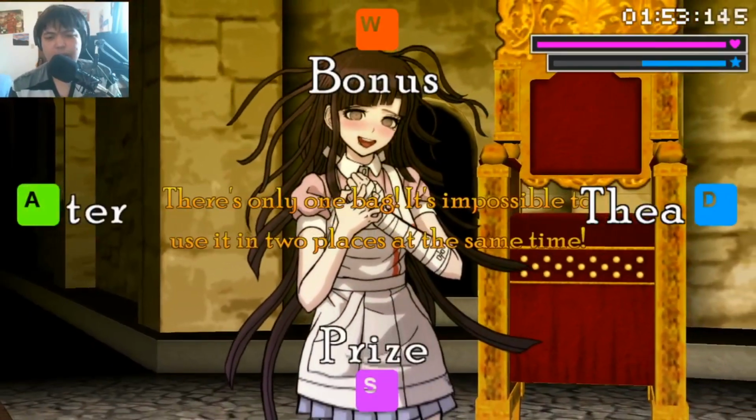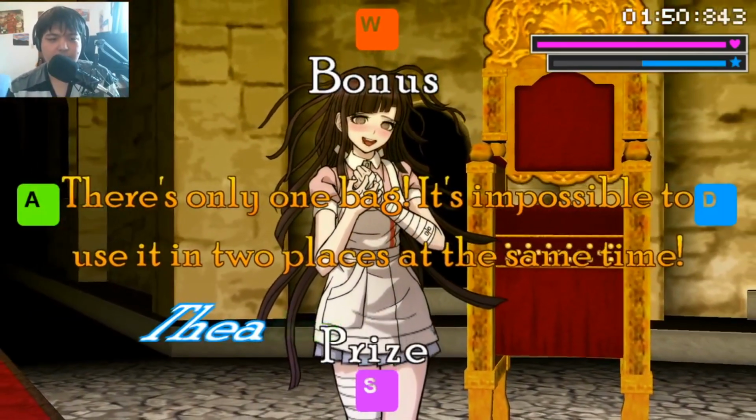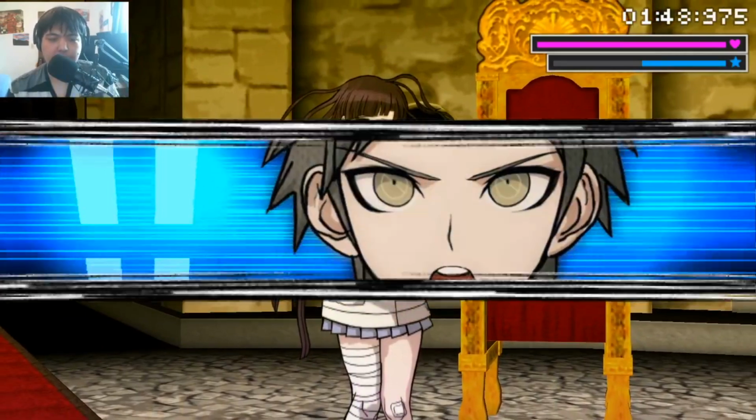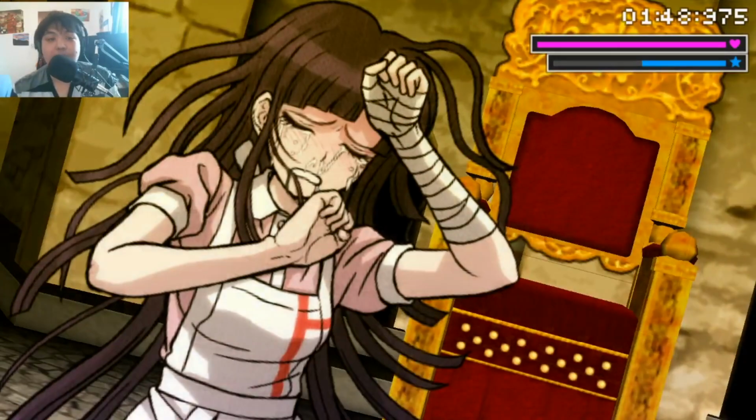There's only one bag. It's impossible to be in two places at the same time. This is the end! Okay, I got it. Which one is it? Is it a bonus prize theater? But it's the other way around.